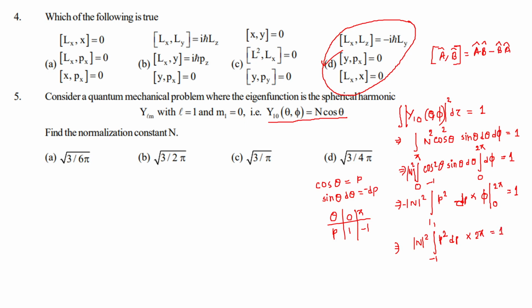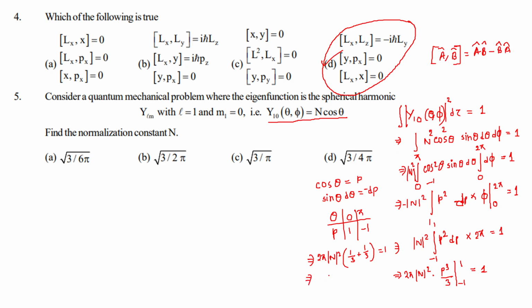So we have N squared times the integral of p squared dp from minus 1 to 1, and from the phi integral we are going to get 2 pi. The integral of p squared is p cubed by 3, the limits are from minus 1 to 1, and this is equal to 1. Let me write it here: 2 pi N squared times (1 over 3 plus 1 over 3).